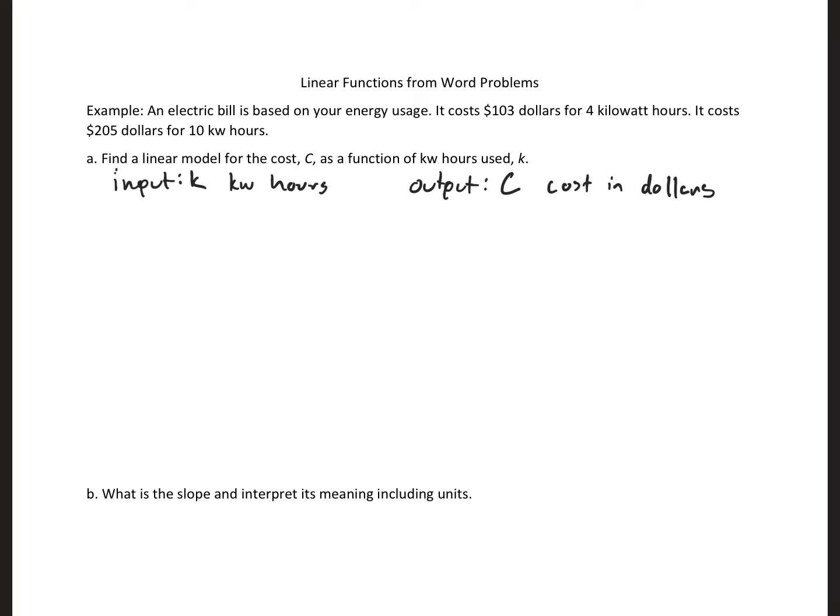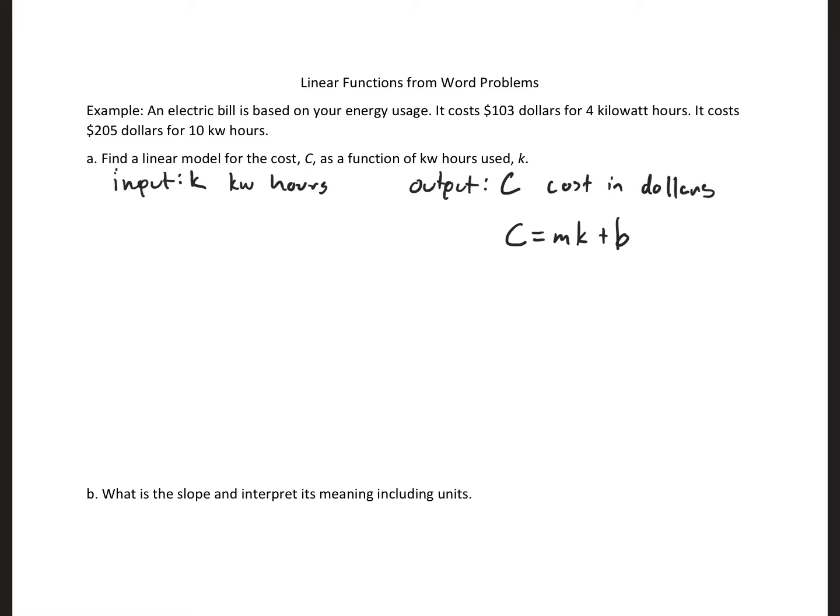So we're trying to find a linear model for cost as a function of kilowatt hours used K. So instead of f of x, we're going to be using c and k. So we're going to try and write c equals m times k plus b. We're inputting k in this case instead of x. So a good idea here is to try and identify 2 points like we had done previously or like we were given in our previous video.